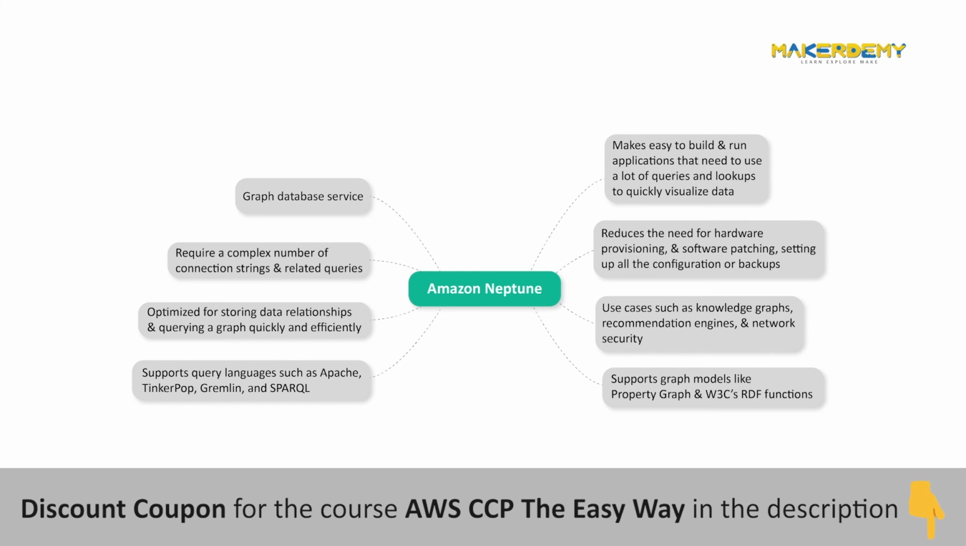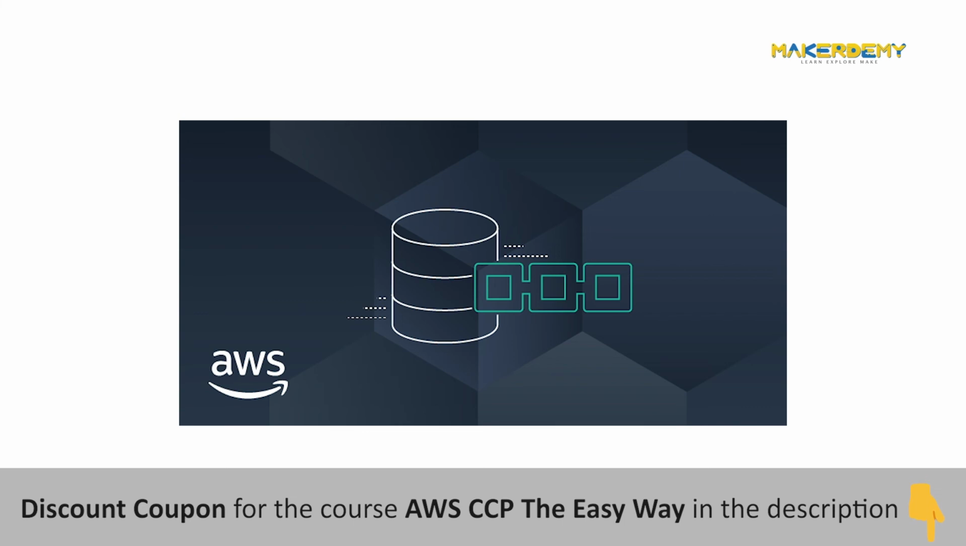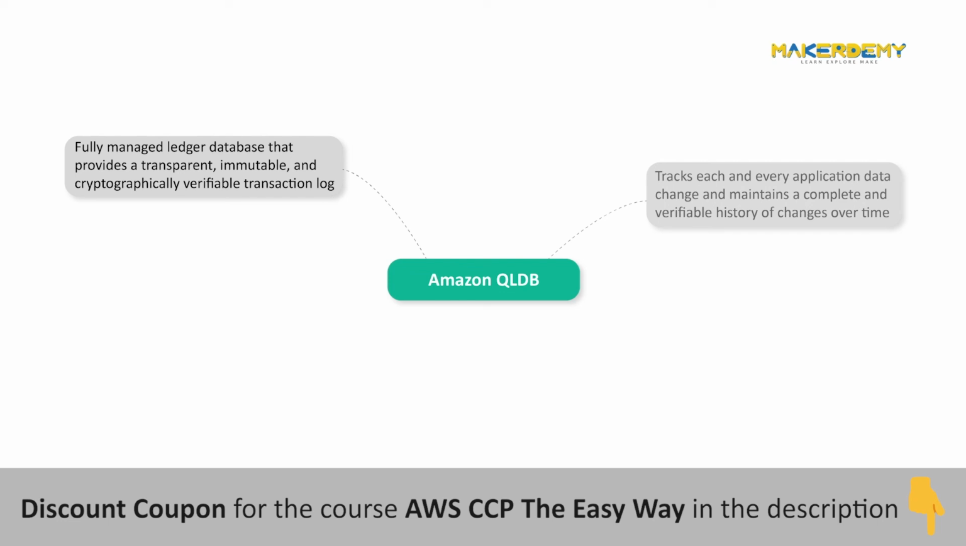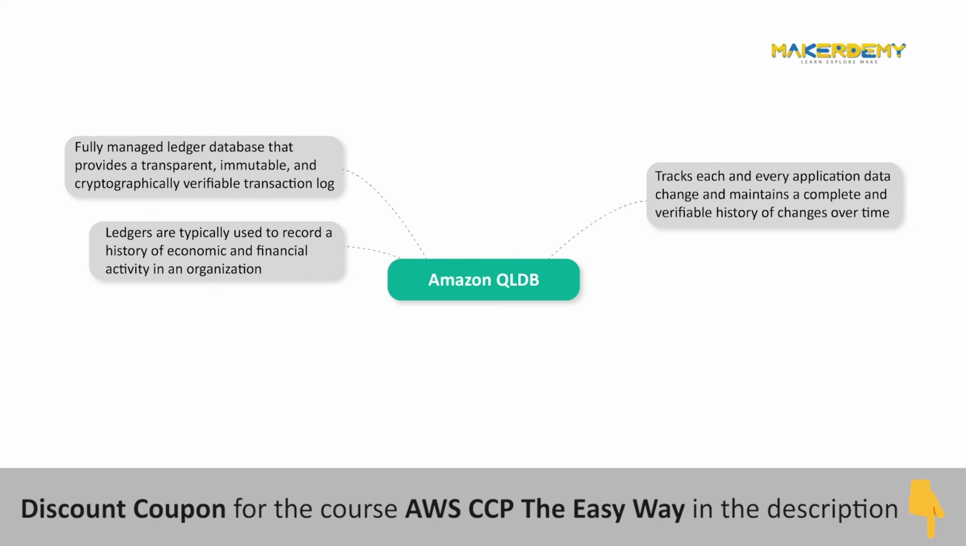Amazon Quantum Ledger Database. Amazon QLDB is a fully managed ledger database that provides a transparent, immutable, and cryptographically verifiable transaction log owned by a central trusted authority. Amazon QLDB tracks each and every application data change and maintains a complete and verifiable history of changes over time. Ledgers are typically used to record a history of economic and financial activity in an organization. Many organizations build applications with ledger-like functionality because they want to maintain an accurate history of their application's data.